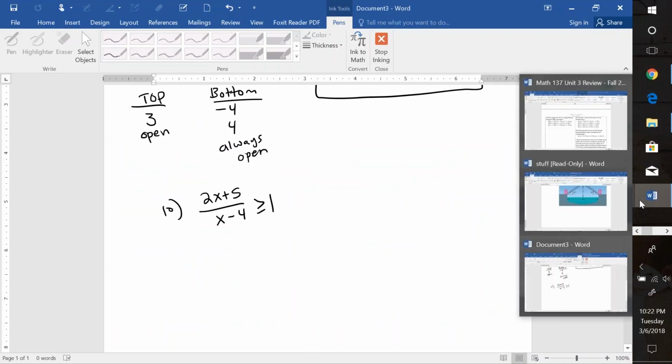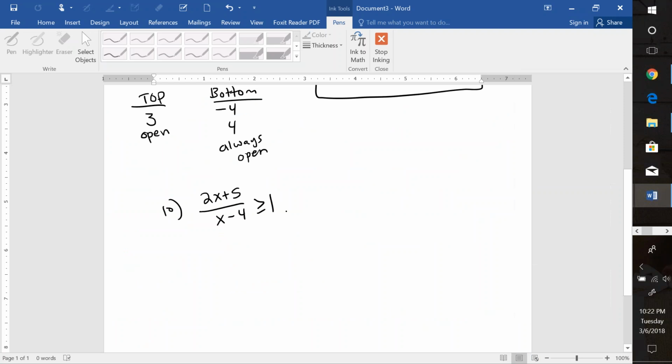Okay, the first step on this one is that you have to move the 1 over. You cannot have that when you're trying to solve these sign charts. You have to be 0 on this side. So if we move it over, imagine subtracting it. I'm going to write it as 1 over 1. And then I would want to get a common denominator. Well, the common denominator will be the x minus 4. So this would be 2x plus 5. We need to distribute this negative with that 1. So that's going to be, and I have no idea why I have a parentheses there.